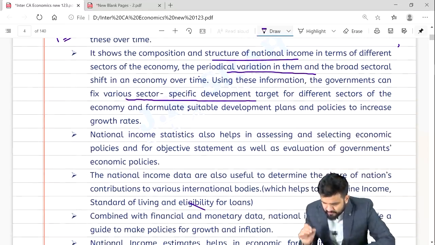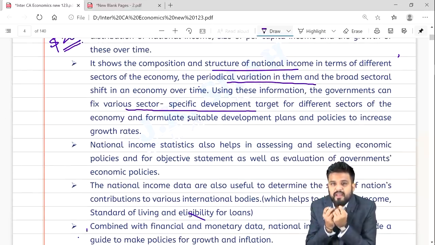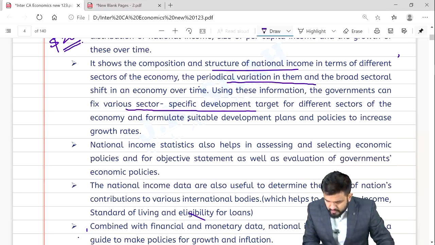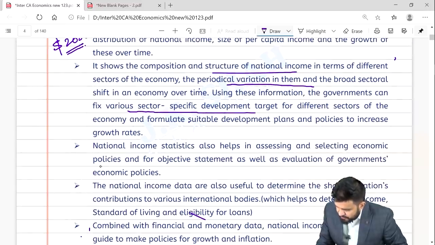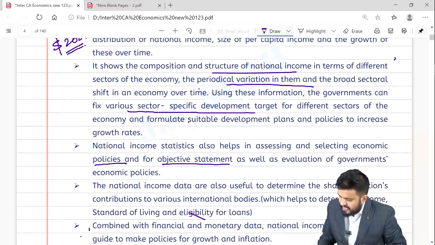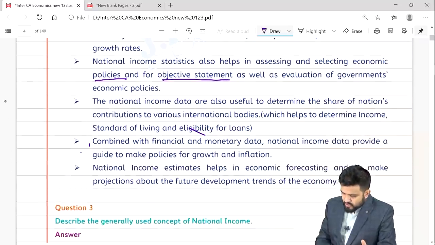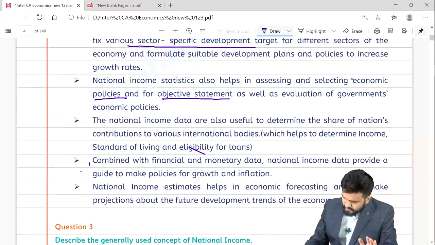So that is nothing but sector wise development targets can be set, can be fixed. Next, national income statistics also helps in assessing and selecting economic policies for objective statement as well as evaluation of government economic policy. Now, students, highlight one word, that is economic policy.